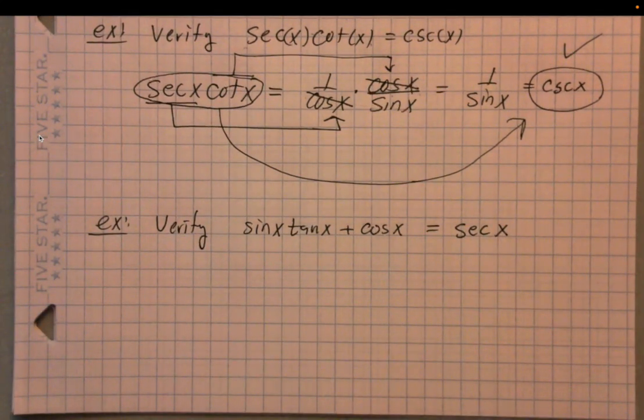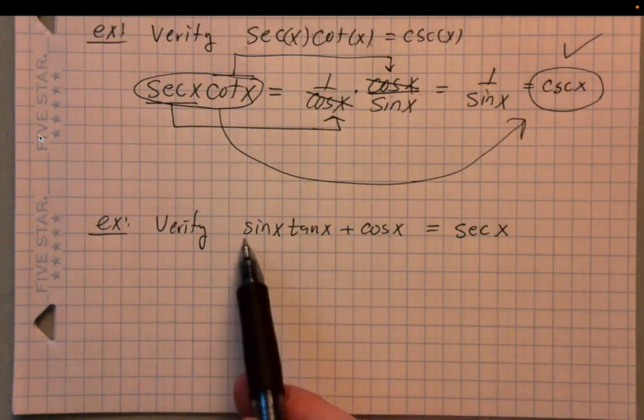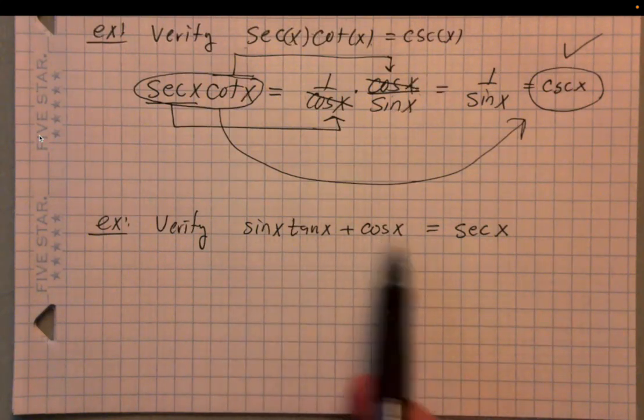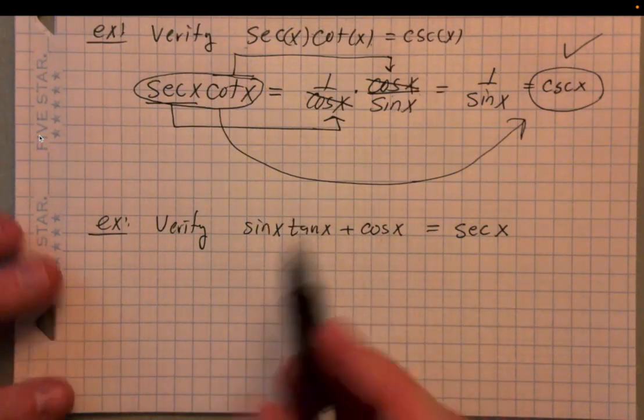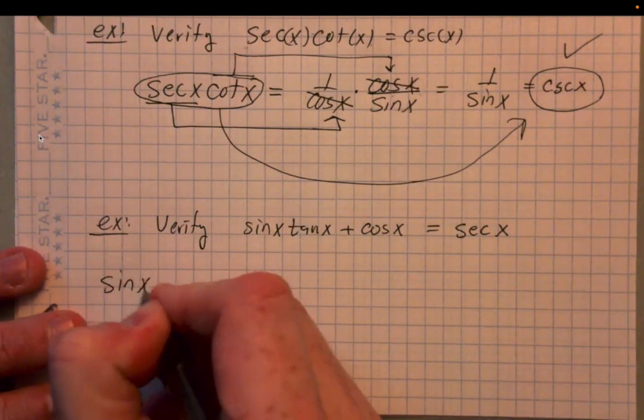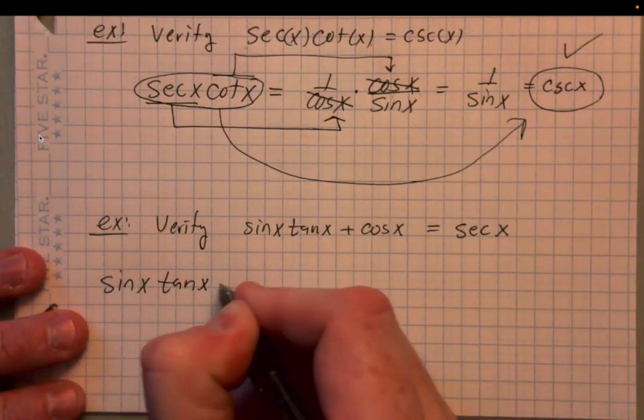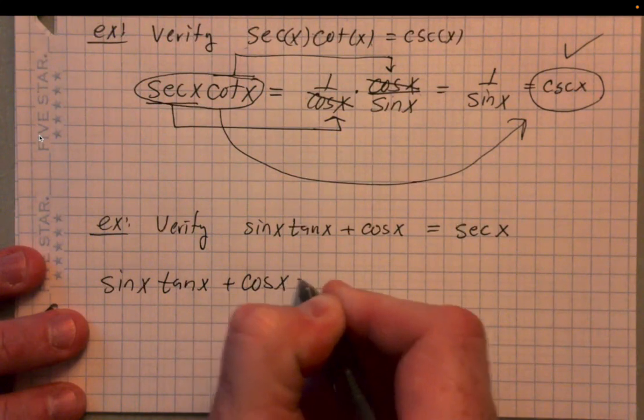Okay, and so in general, you want to start with the side that's more complicated, that has more going on. Usually you want to start on this side just because there'll be more opportunities to convert the expression. So in this case, this is the more complex side of the expression, so we're going to start there: sine of x, tangent of x, plus cosine of x.